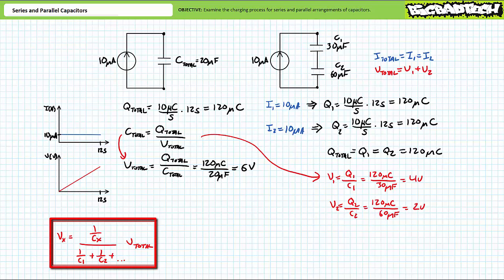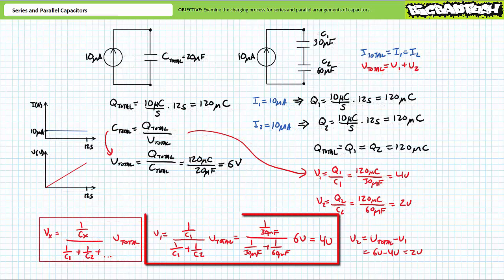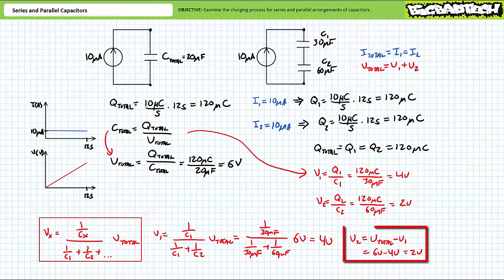In this case, 1 over C1 plus 1 over C2, all this times the total applied voltage, in this case 6 volts. Let's use this formula to directly solve for voltage across the known capacitors without having to calculate for charge as previously. Substituting in our given values for C1, C2, and a total voltage, we arrive at 4 volts for V1. An application of Kirchhoff's voltage law demonstrates that V2 is the remaining 6 minus 4, or 2 volts.